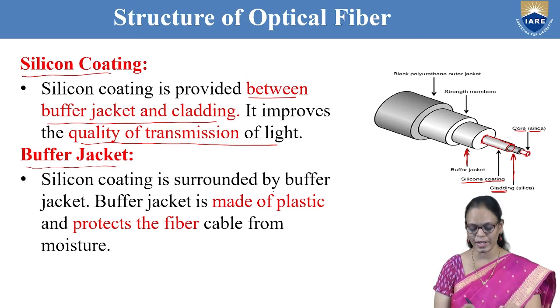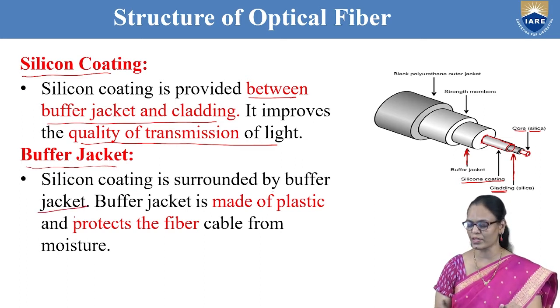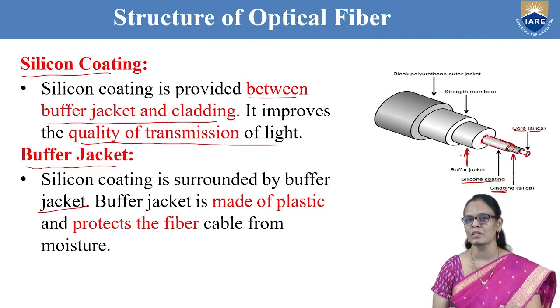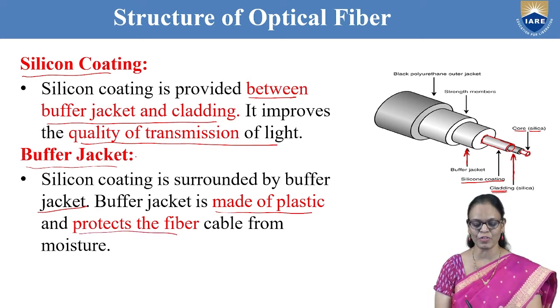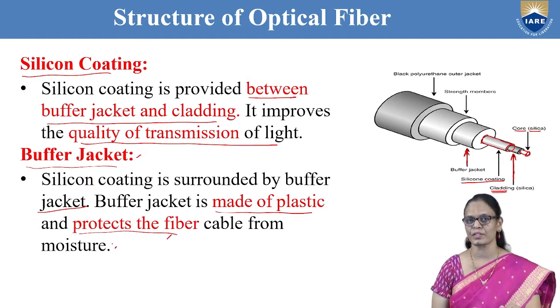Then we have the buffer jacket. Silicon coating is surrounded by buffer jacket. So after the silicon coating, we have the buffer jacket and it is made up of plastic that protects the fiber cable from moisture. So the main function of the buffer jacket is protection, protecting the fiber against the moisture.